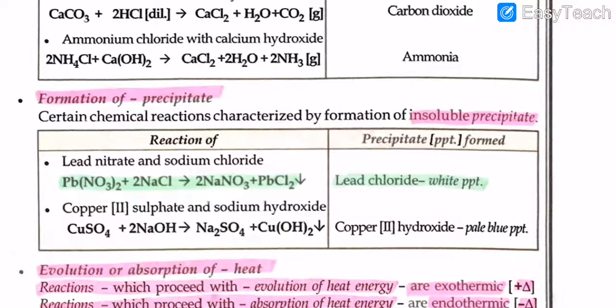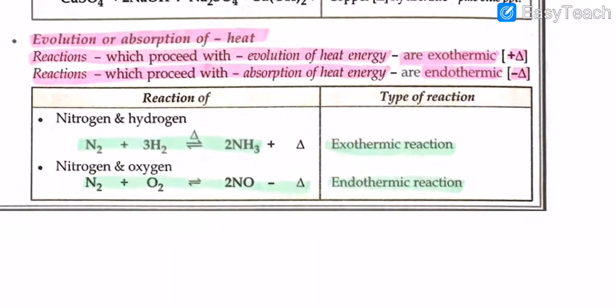The last and final one would be evolution or absorption of heat. Reactions which proceed with evolution of heat energy are exothermic. Reactions which proceed with absorption of heat energy are called endothermic. A few examples would be nitrogen plus hydrogen. It's an exothermic reaction, meaning evolution of heat energy is there.